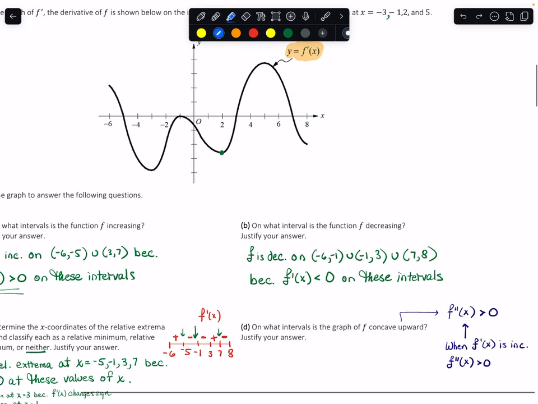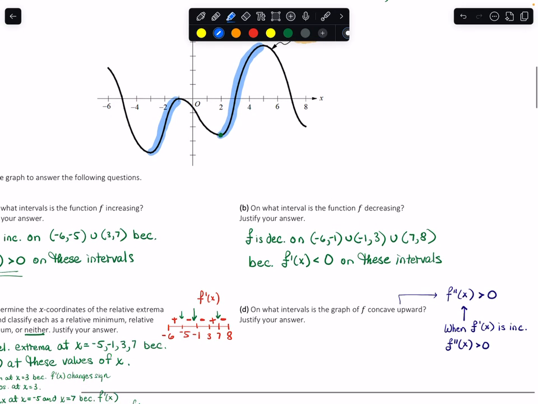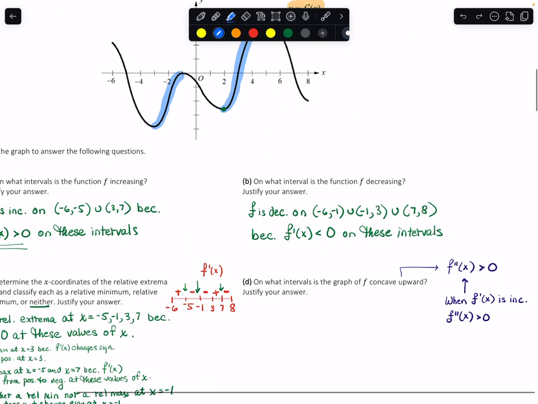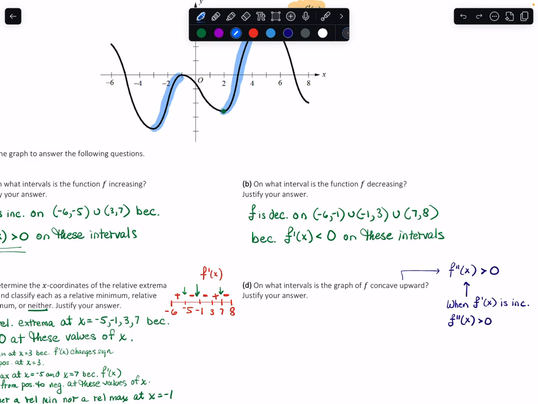But where is this graph increasing, or where does it have a positive slope? So this piece and this piece. So actually only two pieces. The graph is decreasing everywhere else. So I'm going to state my intervals, and the intervals are those blue pieces where f prime is increasing, because if f prime is increasing, its derivative, f double prime, is definitely positive, because f double prime is the slope of f prime. So that's the relationship.